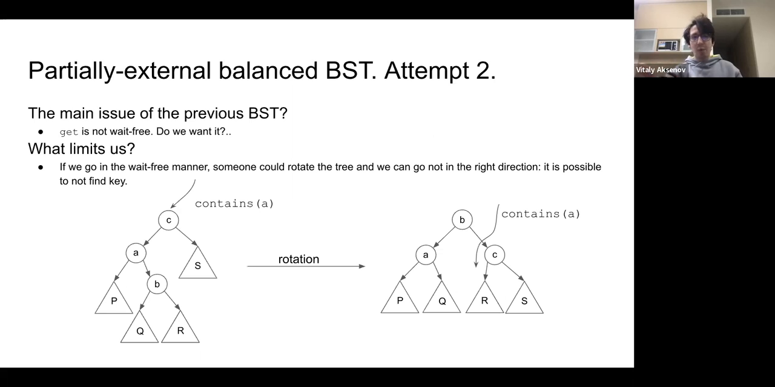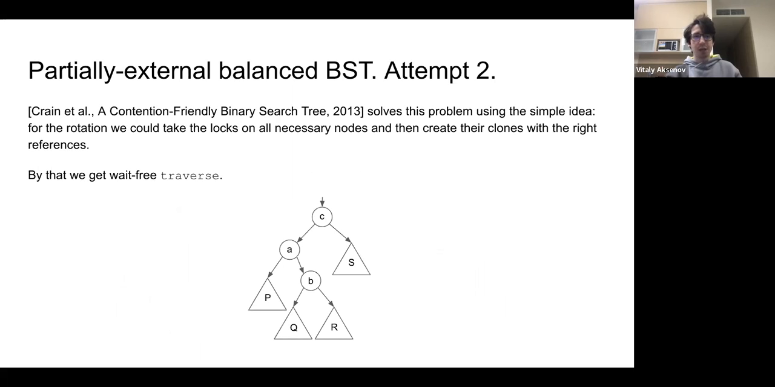Yeah, so this is why we cannot do it in a wait-free manner, exactly because of this thing with rotation. The next attempt at a concurrent partially external binary search tree was made in 2013, and it did it in a simple way. Instead of rotating the nodes and changing the references, we make copies of these nodes. So here we will have copies of A, B, and C, which are A prime, B prime, C prime, and set the correct references. Then our traversal will be correct, so our traversal can be wait-free.